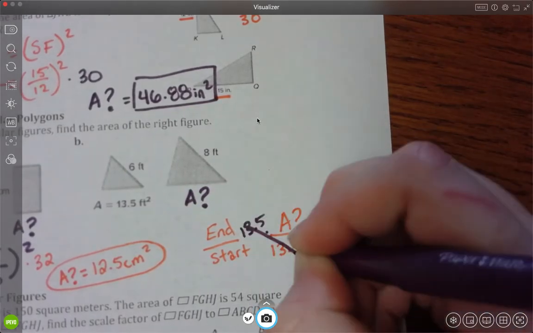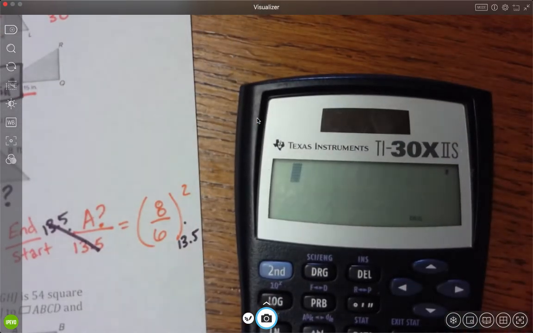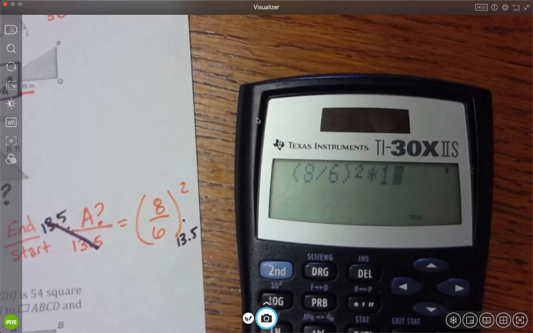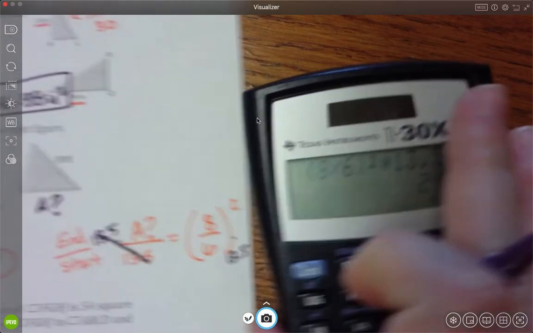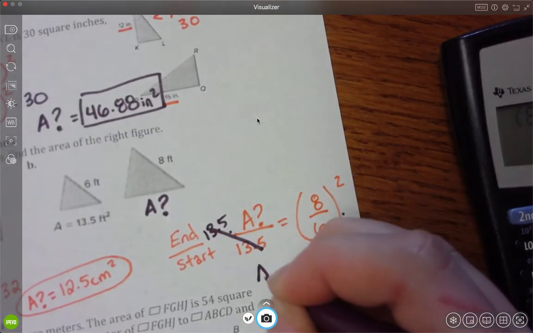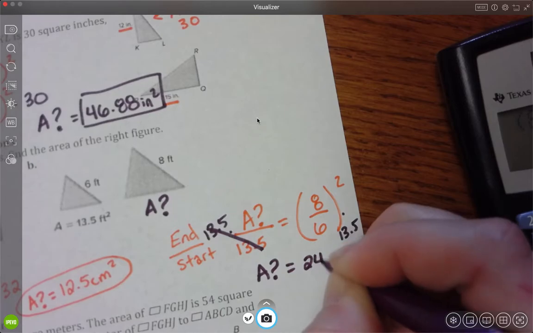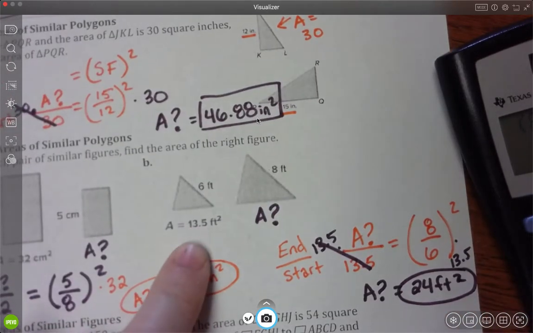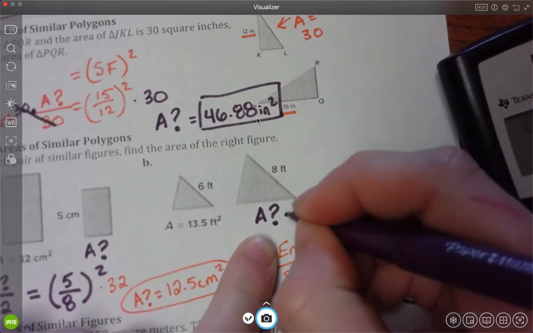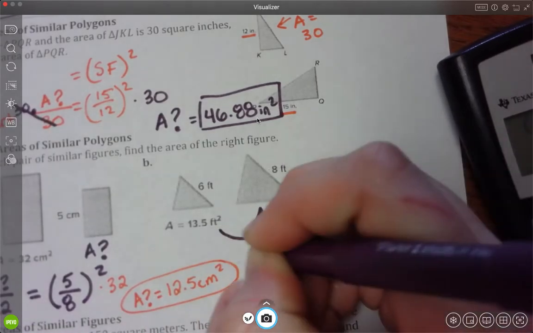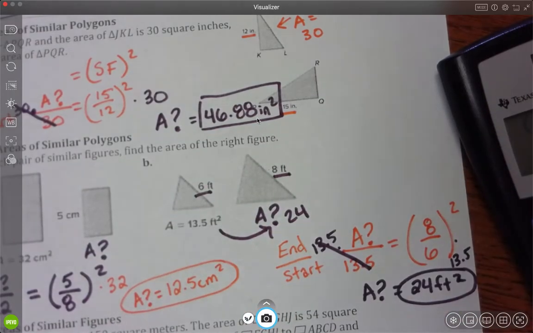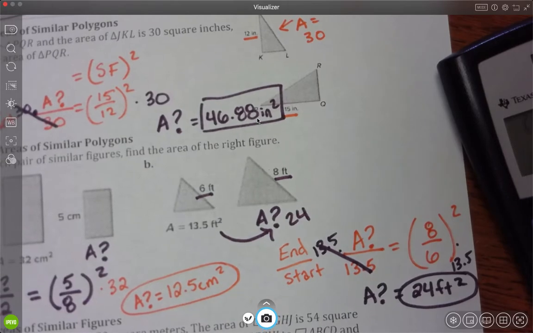All right, so 8 over 6 squared, and we're going to times 13.5. And that gives us 24 exactly. So the area that we don't know is going to be 24 square feet. Let's see if that seems reasonable. We started with an area of 13.5. 24 is the next area. So we made it larger, but we went from 6 to 8. So we were making it larger. We were increasing it. So that kind of makes sense. Okay? All right. Next one.